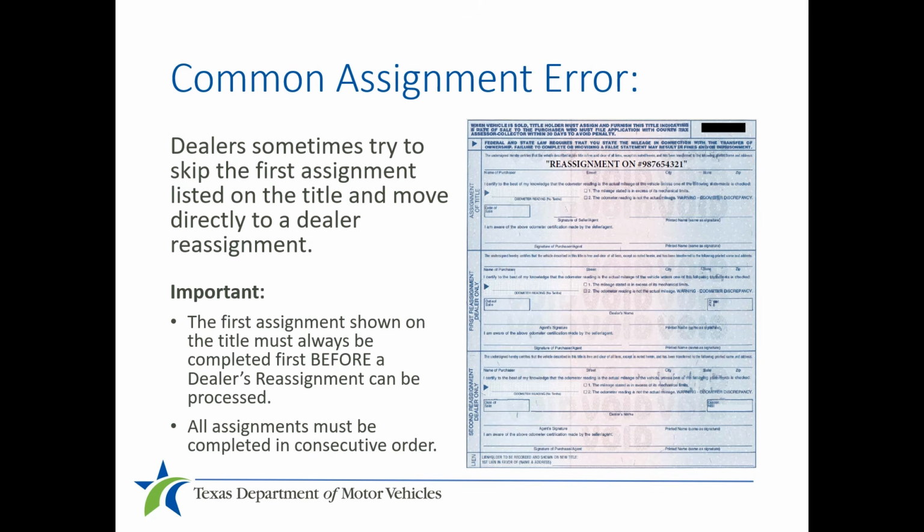This common issue occurs when a dealer attempts to bypass the original assignment on a title. The VTR 41A dealer's reassignment of title form can only be used after the first assignment on the title has already been completed. In the example shown, the original title assignment was never completed before the dealership attempted to use a reassignment form. This is not acceptable.